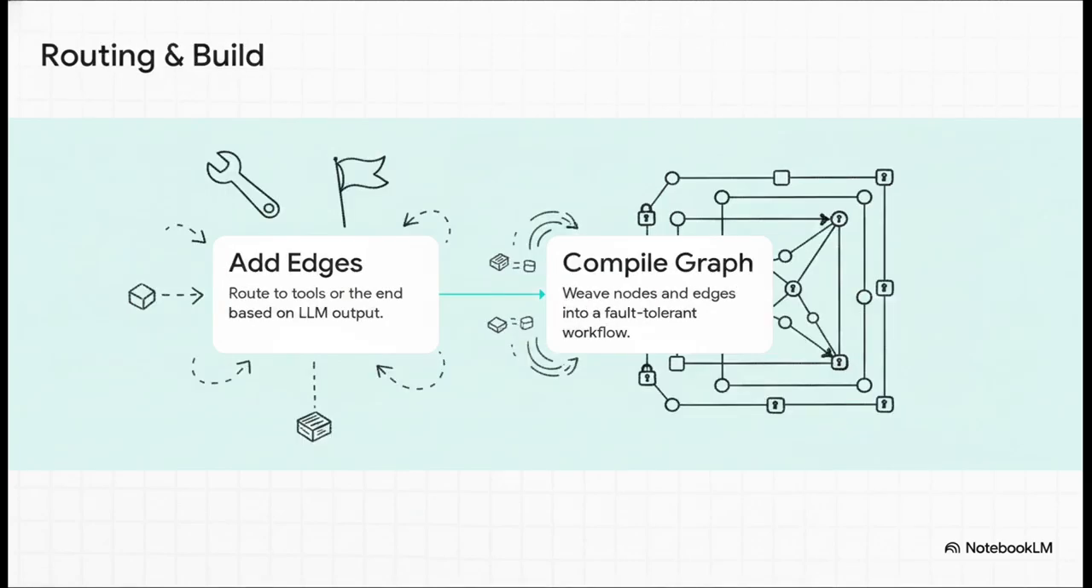Finally, we hit step 5, adding our conditional edges. This is the routing logic that literally says, hey, if the LLM requested a tool, go over to the tool node, but if not, just go to the end. And then step 6 is compiling the state graph, which is essentially packaging the whole shebang up. Compiling weaves all your nodes and edges tightly together, locking them into a fault-tolerant workflow that is ready to guide your users seamlessly through their journey.